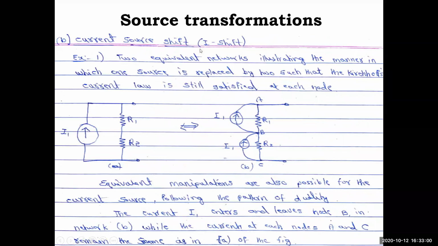Current shift, we call it I shift. Again, two equivalent networks illustrate the manner in which one source is replaced by two, such that Kirchhoff's current law is still satisfied at each node. Here we have a network. These two elements, R1 and R2, are in series, and this source is not in parallel with any single resistor. So now it is single.